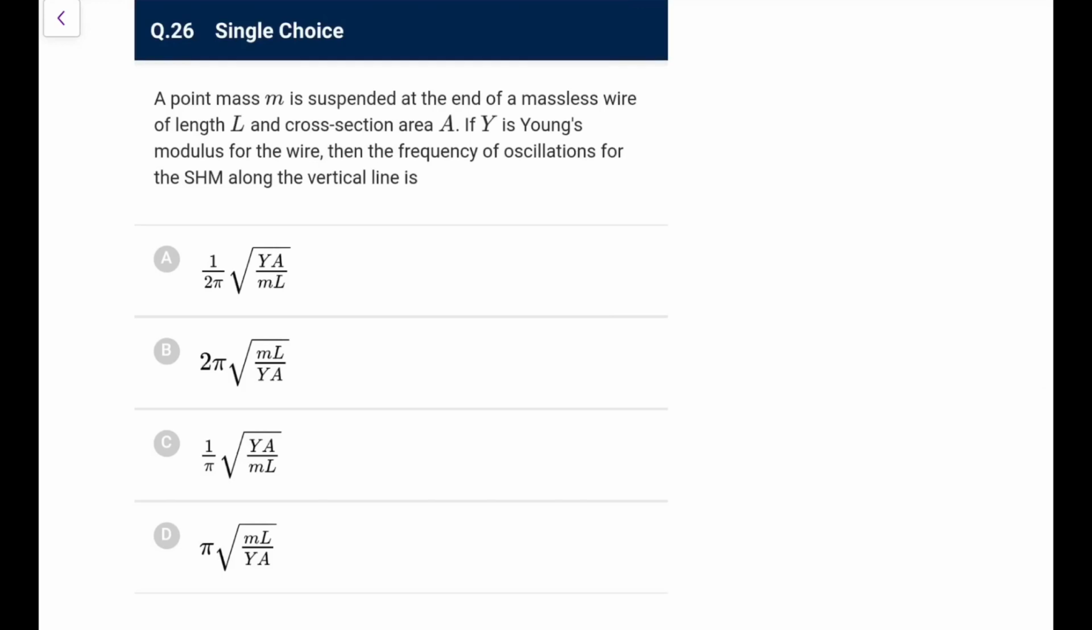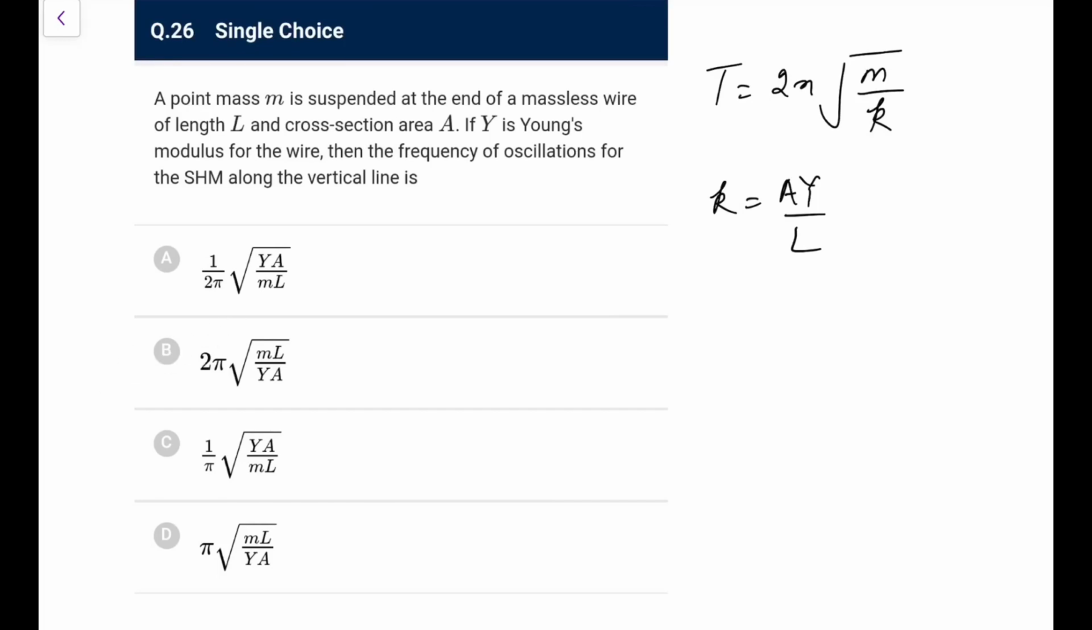Y is the Young's modulus. For the frequency of oscillation, we'll treat it as a spring, and time period is 2 pi root m by k, and k equivalent for a wire is AY by L. So just put k as AY by L. Go for option B. That's an easy one that is being repeated many times, but this is a time period.